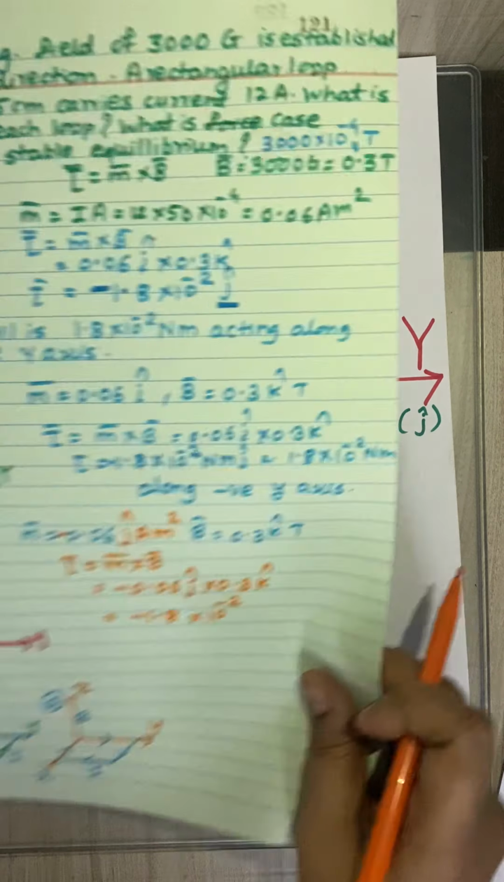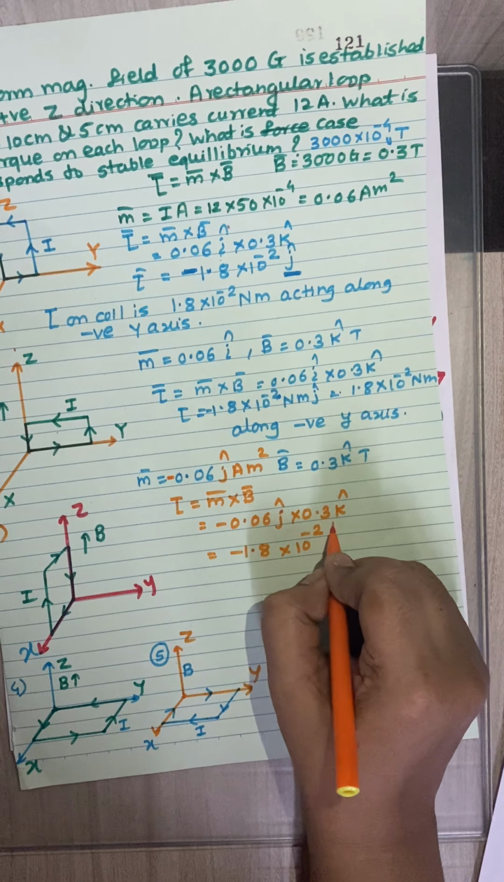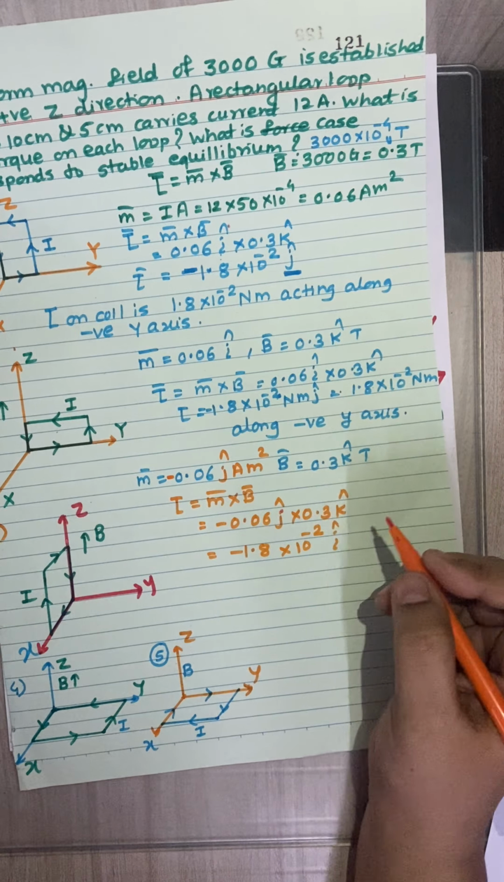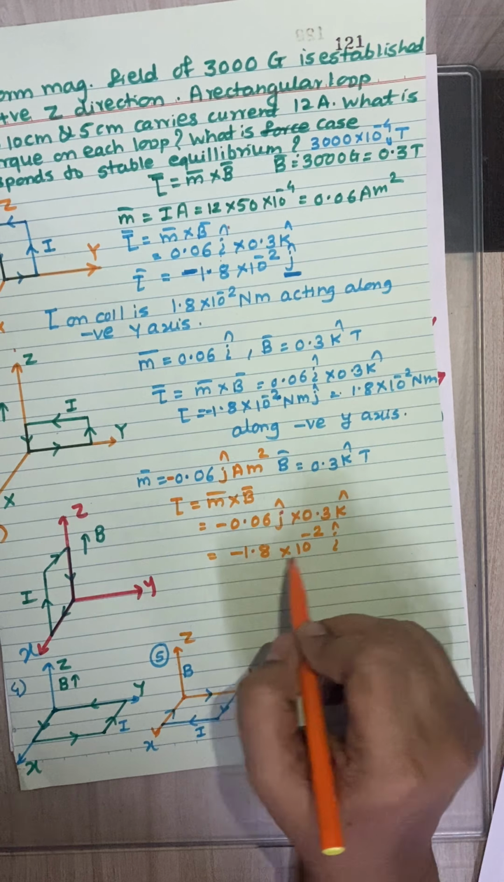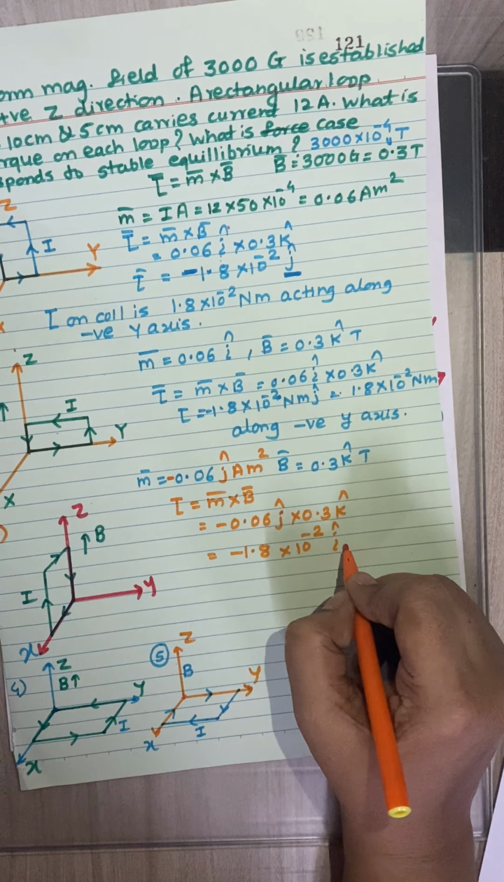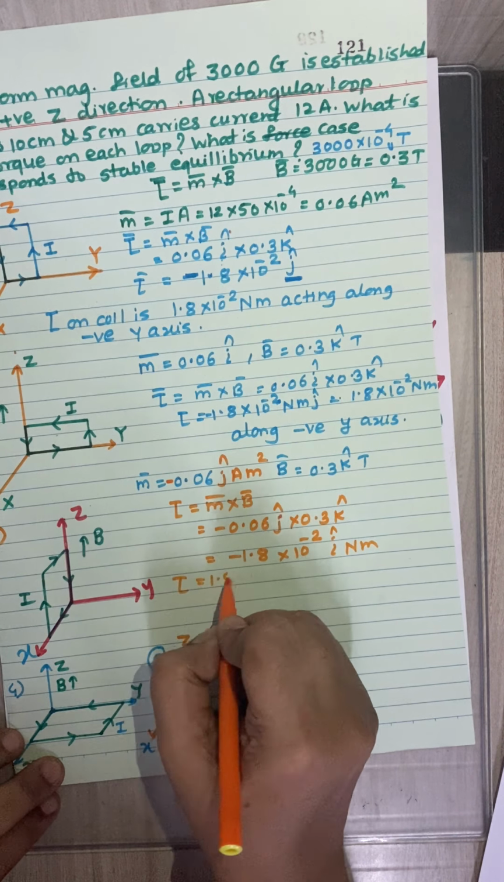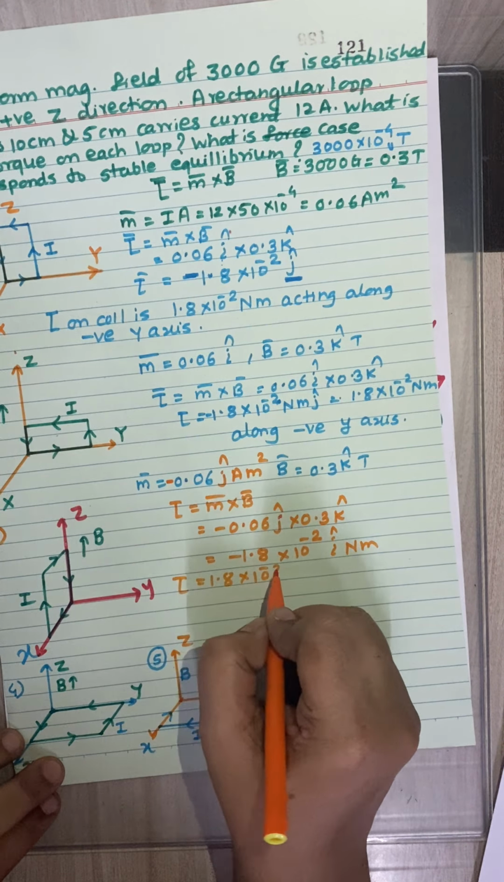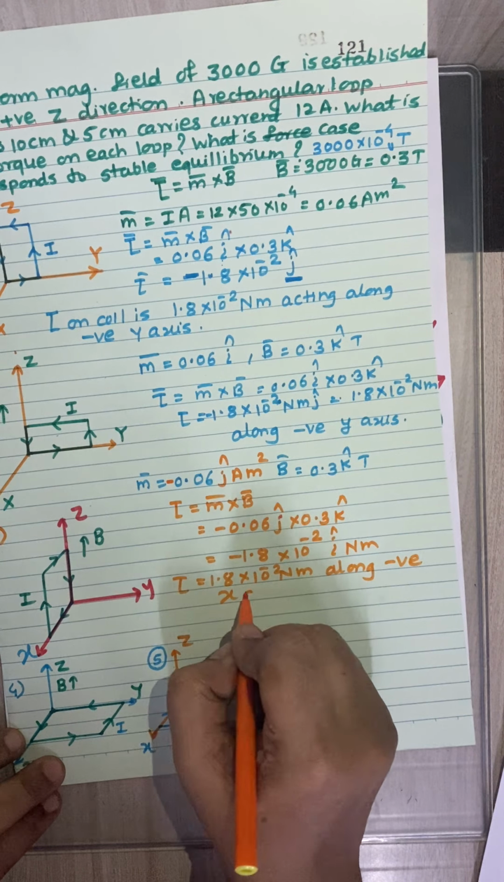So J cross K is equal to I. I'll write down here the direction of that is along the negative x-axis, because this minus sign is there, so it is minus I, that is negative x-axis. So tau is equal to 1.8 into 10 raised to minus 2 Newton meter along negative x-axis.